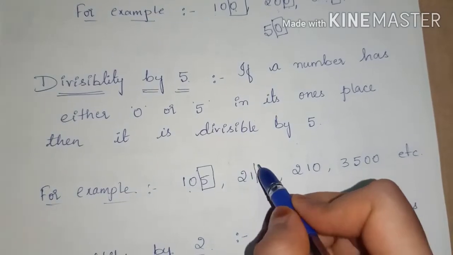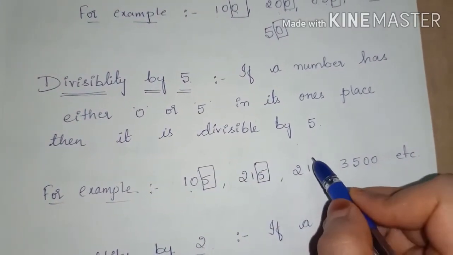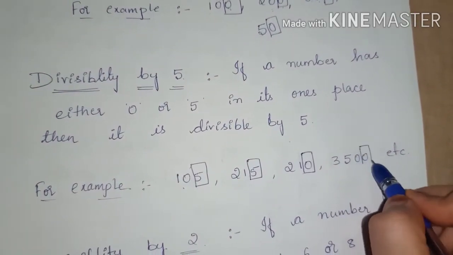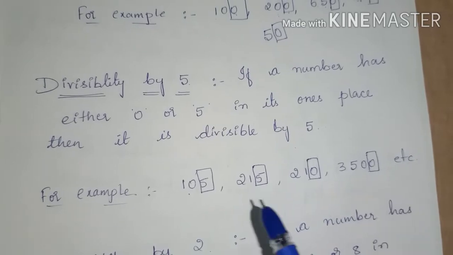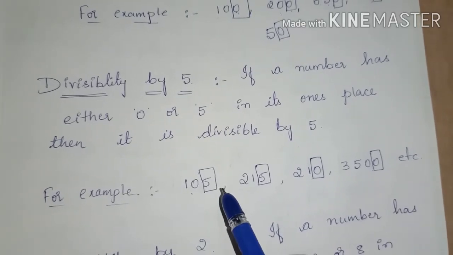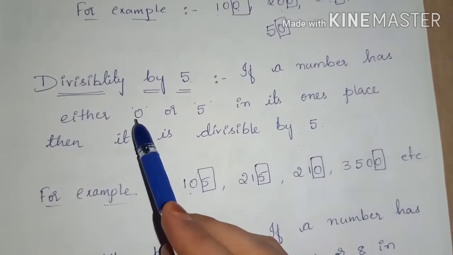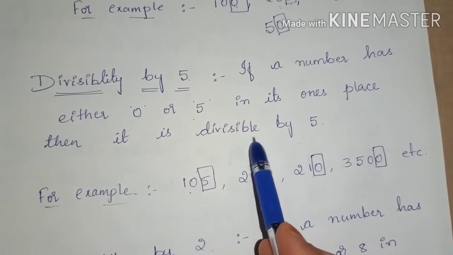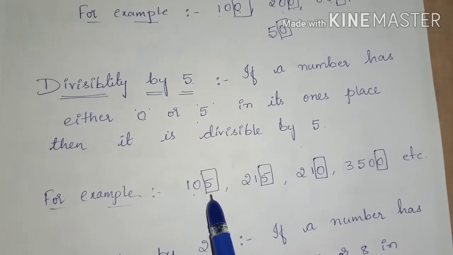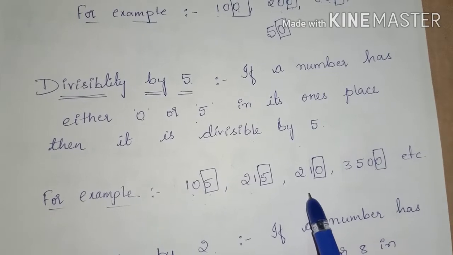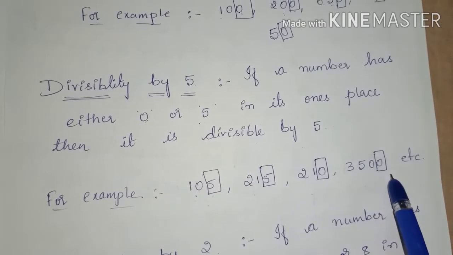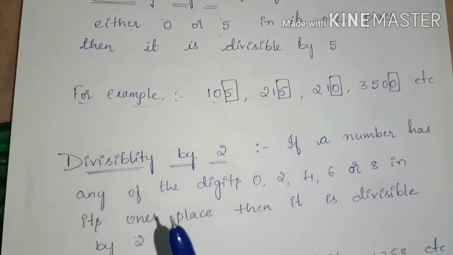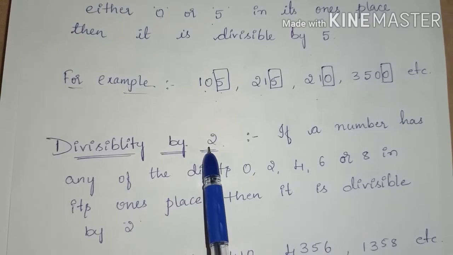5. The ones place here is 5. 210. Here it is 0. And 3500. Here it is 0. So any number which has 0 or 5, the options are two here, 0 or 5, is considered divisible by 5. So all these numbers, 105, 215, 210 and 3500, are divisible by 5. Let's move to the next test, that is test for divisibility by 2.